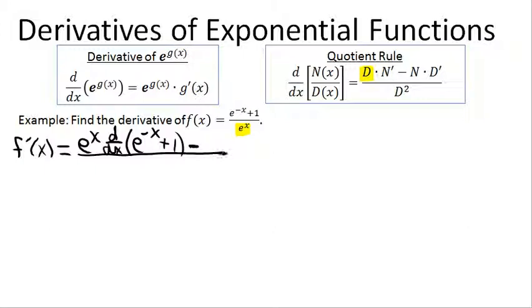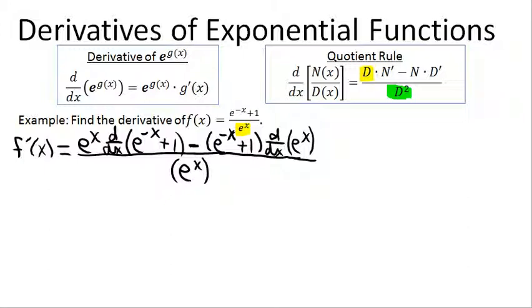We have minus, and now we take the numerator, which is e to the minus x plus 1, and multiply that by the derivative of the denominator, and I will write it out symbolically on the first step. So the derivative of the denominator, and the denominator is e to the x, so it's just the derivative of e to the x. And then according to the quotient rule, the whole thing is divided by the square of the denominator. So that would be the denominator, which is e to the x, quantity squared.